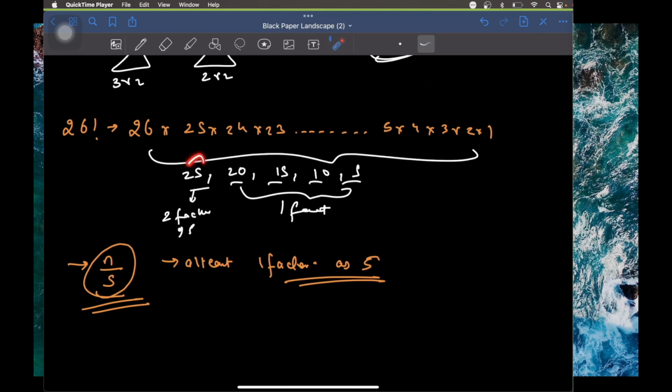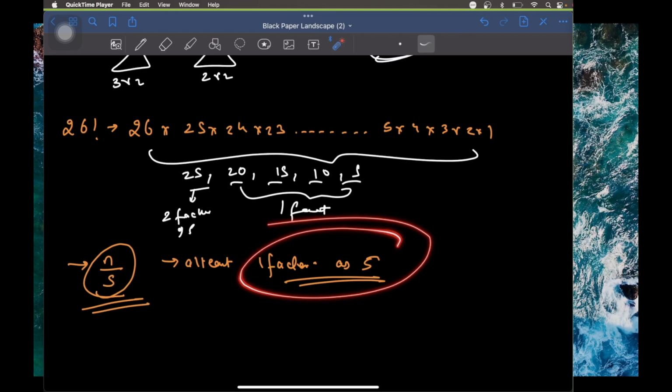How? 25 contains 2 factors of 5. Can I say that? So if I take one factor from each number, we are still left with one more factor of 5. So if I ask you, in a range from 1 to n, how many numbers are there which are going to actually give you the second factor 5? You got the first factor 5 from here.